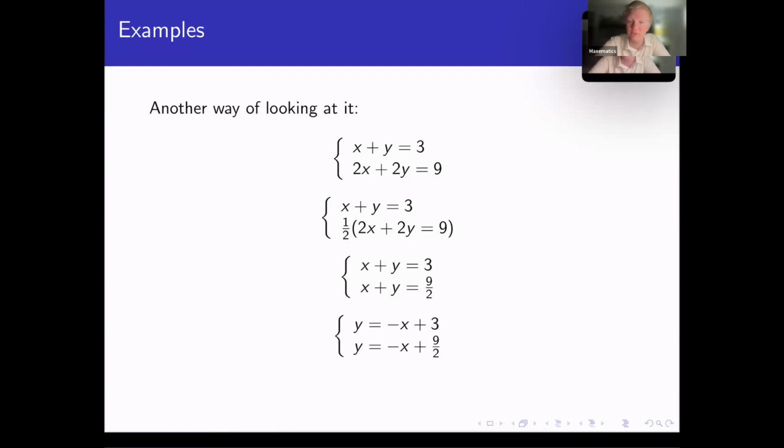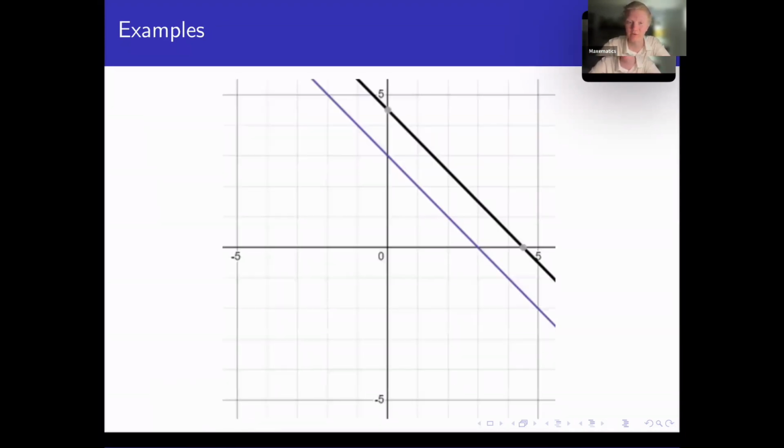If we're going from a graphical standpoint, well, let's subtract x on both sides and look at this. These are two lines with the same slope but different y-intercepts. That's the definition of a parallel line. So there is no solution for that reason. So there are those two lines. Notice that they'll never meet. There can't be a solution.